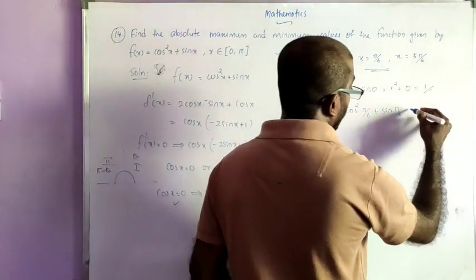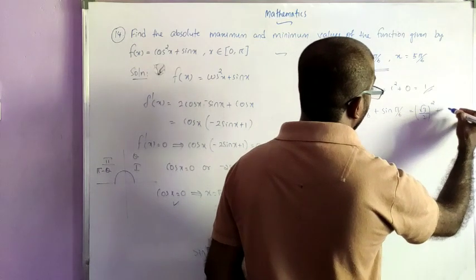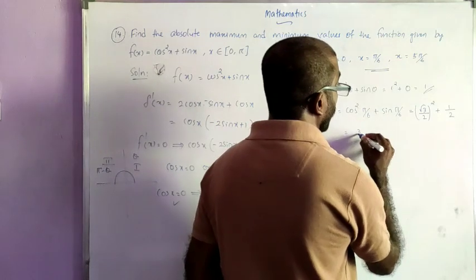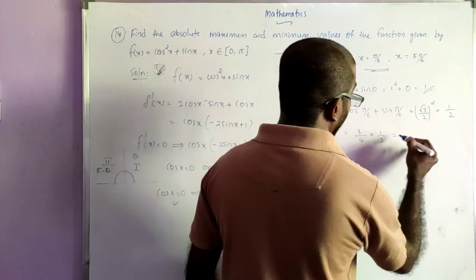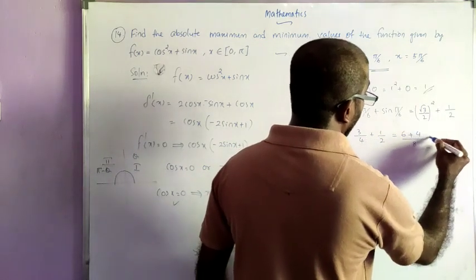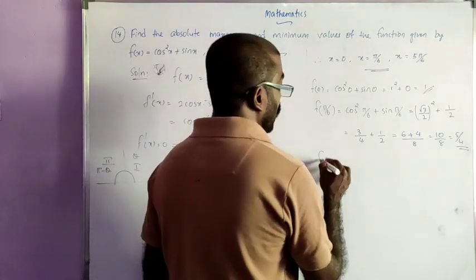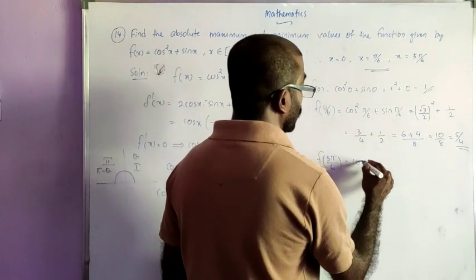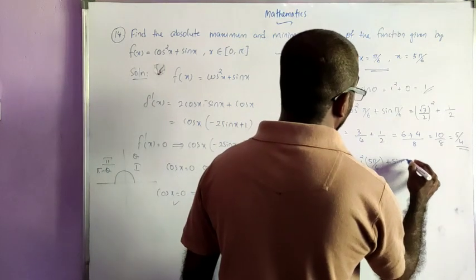Cos square pi by 6: cos pi by 6 is root 3 by 2, so root 3 by 2 the whole square, plus sin pi by 6 which is 1 by 2, which is equal to 3 by 4 plus 1 by 2. Here we can cross multiply, 3 twos are 6, 6 plus 4, 10 by 8, which gives 5 by 4. And f of 5 pi by 6, which is equal to cos square 5 pi by 6, then plus sin 5 pi by 6.